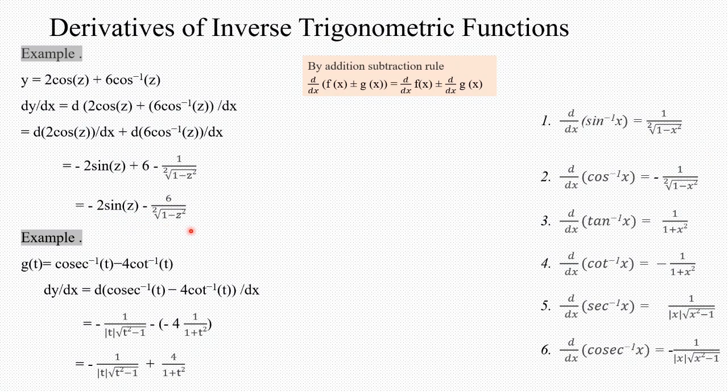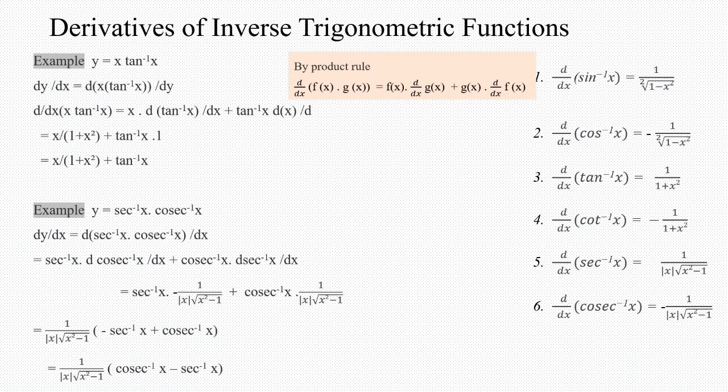Example: g of t is equal to cosec inverse t minus 4 cot inverse t. Dg by dt is equal to d of cosec inverse t minus 4 cot inverse t by dt. Differentiation of cosec inverse t is minus 1 by modulus t under the root t square minus 1, minus differentiation of 4 cot inverse t, which is 4 times minus 1 by 1 plus t square. That is equal to minus 1 by modulus t times under the root t square minus 1 plus 4 by 1 plus t square.